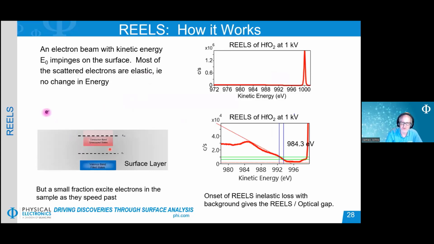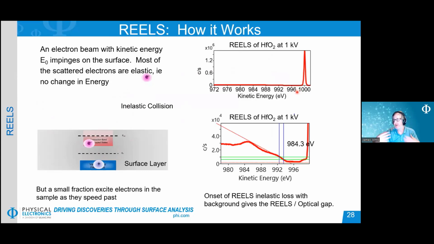Let's replay that animation again. An electron's coming in, gets scattered by the sample, and then excites an electron into the excited state. That's an inelastic collision, and that slows the electron down. Now, here we have a real spectrum of hafnium dioxide, where we measure the kinetic energy of the electrons.